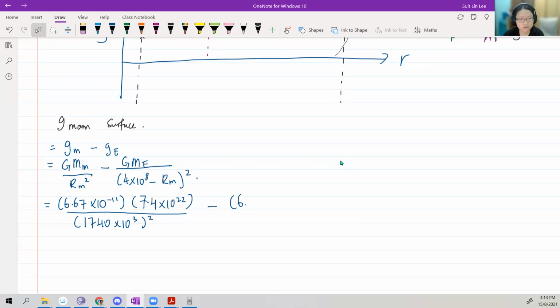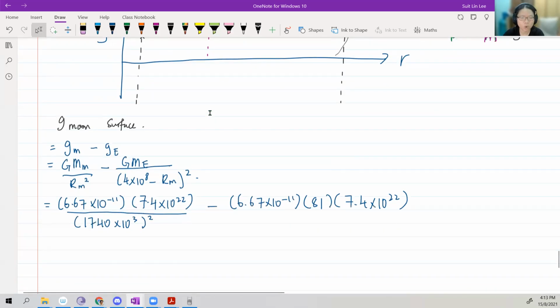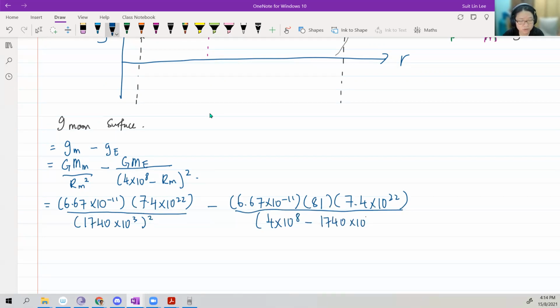Okay, divide and conquer. I want to know the separate terms, what they are. This is 81 times the mass of the Moon. Is Earth that big? Okay, 81 times, divided by 4 times 10 to the power 8 minus 1740 times 10 to the power of 3, squared. Normally, we assume that it is far enough and it's negligible. But is it though? I don't know. I calculate now.